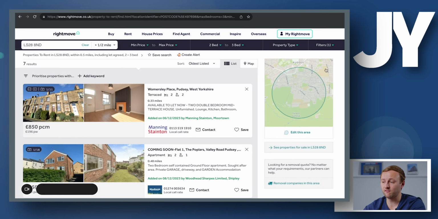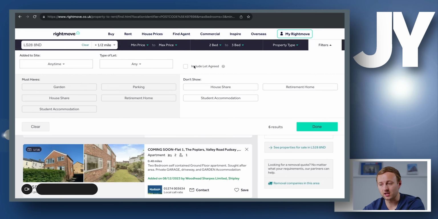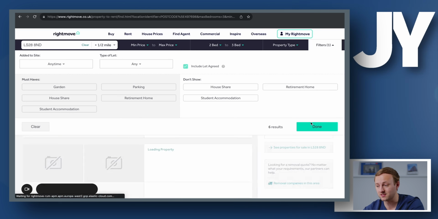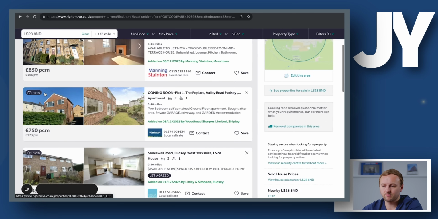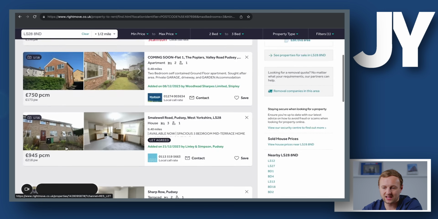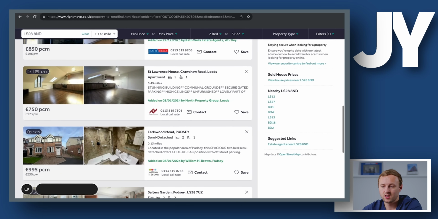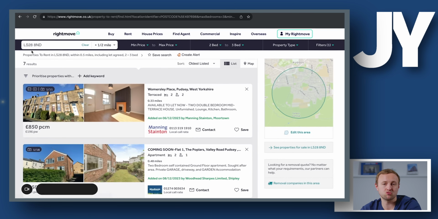If you go to filters and then untick that, there's only 6 available that are currently to rent still. So very low availability, and you can do a quick check. The 2 beds are really coming in at 850 for houses. Flats at 750, which is very standard. So 850, 750, 795. 850 is reasonable.